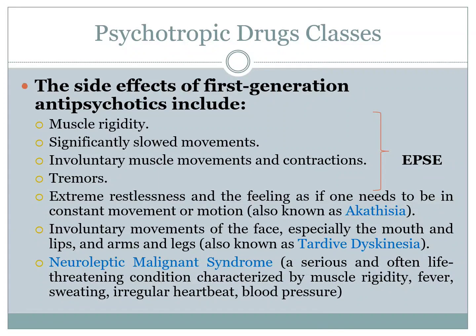The side effects of first generation antipsychotics include muscle rigidity and significantly slowed movement, which are collectively symptoms of EPS. EPS is known as extrapyramidal side effects, which are caused by blockade of dopamine receptors in nigrostriatal pathways. Extreme restlessness can occur, known as akathisia. The long-term side effect, tardive dyskinesia, is also caused by long-term use of antipsychotics. These are involuntary movements of the face, especially around the mouth and lips.